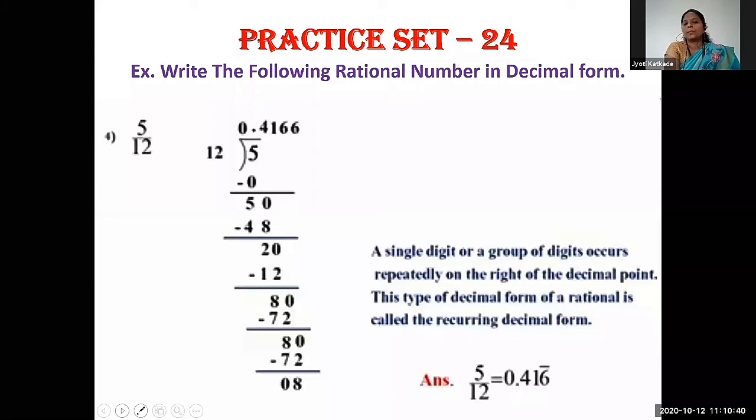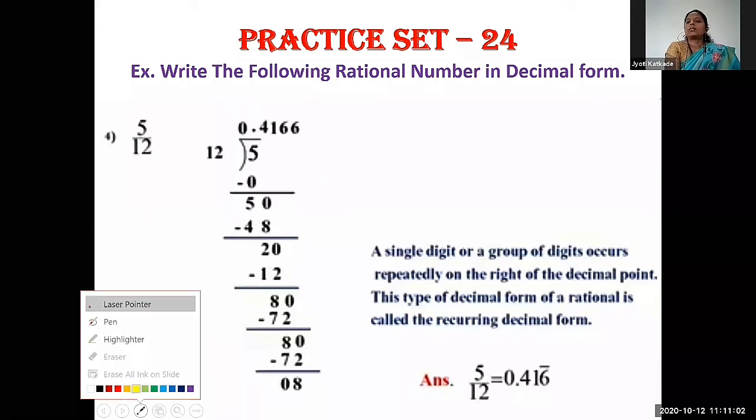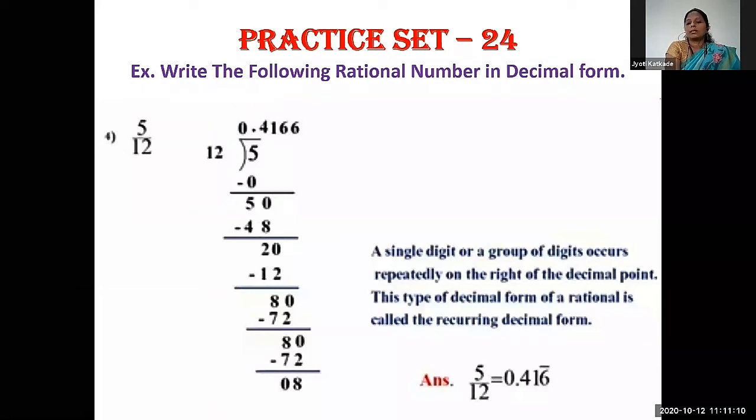After 5 we take 0 on the 5 because we take a decimal point. Now we get 50. 12 4s are 48. When we minus 48 from 50, we get 2. Now again take 0 on 2, we get 20. Now 12 1s are 12. When we minus 12 from 20, we get 8. Now take 0 on 8.